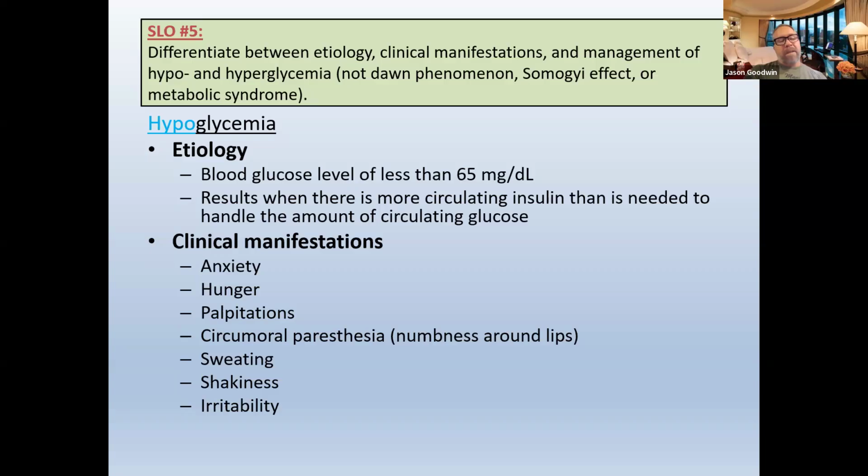The manifestations of this, the patients might be really helpful with. They will be the ones to tell you sometimes that they feel like their blood sugar is low. Interestingly enough, service animals can be trained to sense this, which is amazing. Another reason why dogs are awesome. Clinical manifestations include anxiety, hunger, palpitations, numbness around the lips, sweating, shakiness, and irritability.